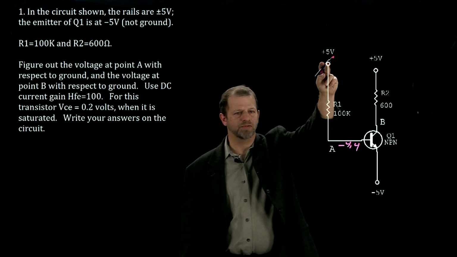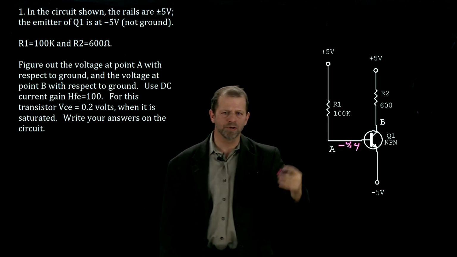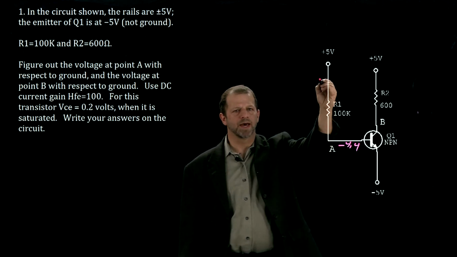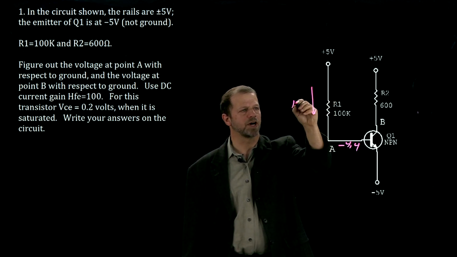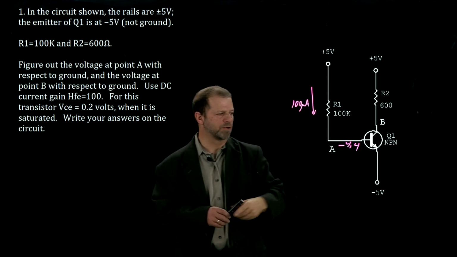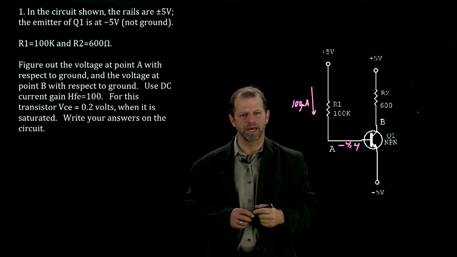Now, let's look at this 100K resistor. It's between plus 5 and minus 4.4. I'm going to approximate that as 10 volts. You could be a little more accurate if you want, and that means that the current through there is 100 microamps. So we've got the voltage at point A, we've got the current into the base.